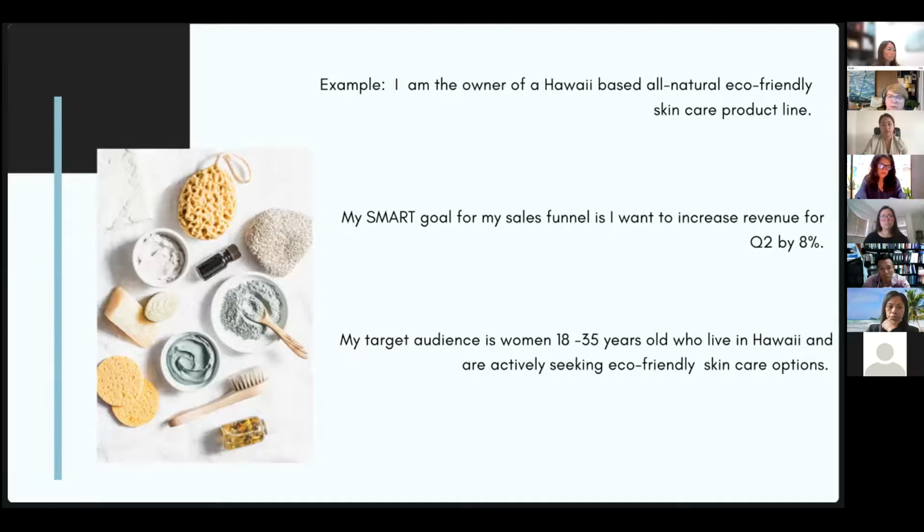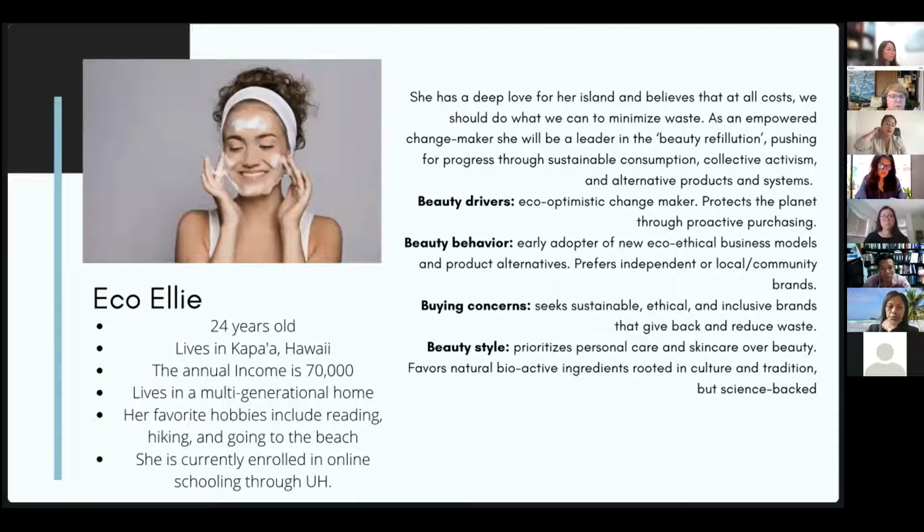From there, I'm working to develop my customer persona. I'm going to name her Eco Ellie. She is 24 years old. She lives in Kapa'a, Hawaii. Her annual income is $70,000. She lives in a multi-generational home. Her favorite hobbies include reading, hiking, and going to the beach. And she's currently enrolled in online schooling.